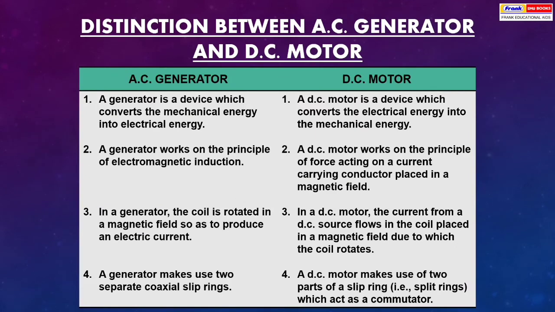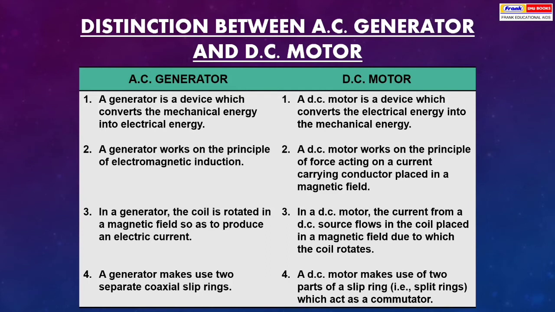Distinction between AC generator and DC motor. AC generator: a generator is a device which converts mechanical energy into electrical energy. A generator works on the principle of electromagnetic induction. In a generator, the coil is rotated in a magnetic field so as to produce an electric current. A generator makes use of two separate coaxial slip rings.